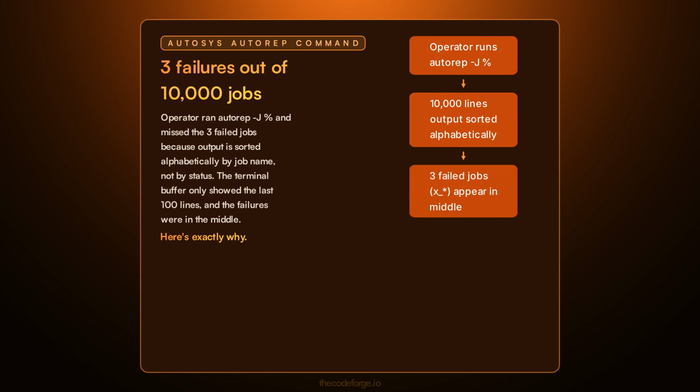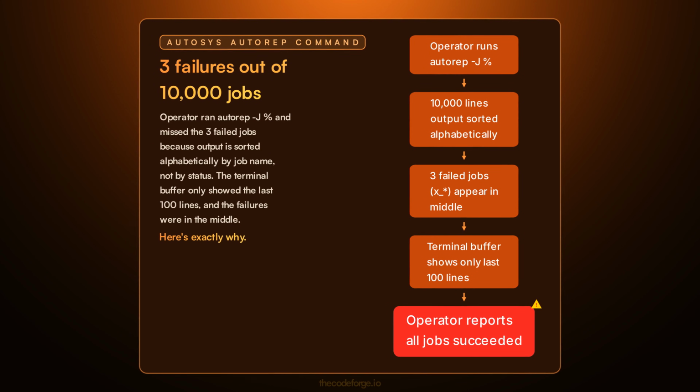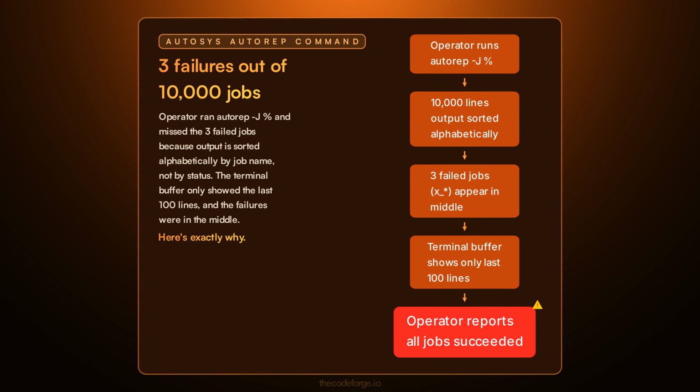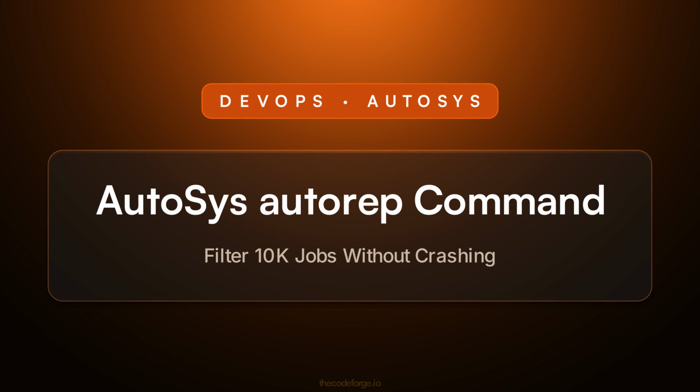3 failures out of 10,000 jobs, but the operator saw 0. The autorep output sorted by job name, not status, and the terminal buffer clipped the middle where the failures hid. Let's break down the AutoSys autorep command, how it works, and the exact mistake behind that failure.